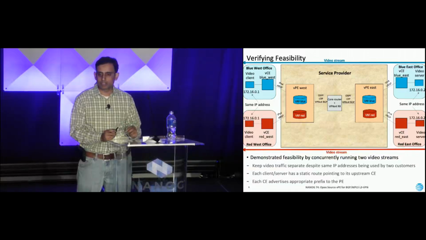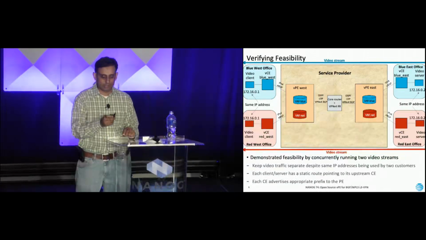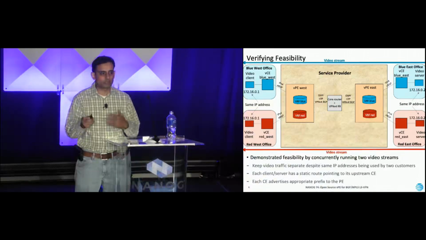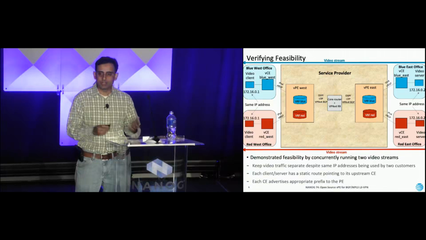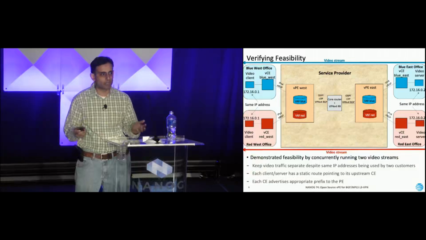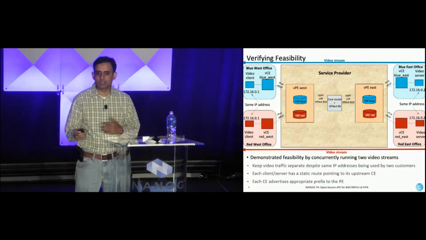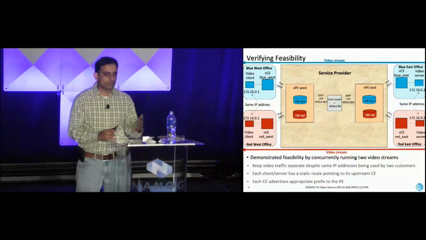Not only that, the other thing that I would like to point out is that both the video servers have the same IP address, and similarly, both the clients also have the same IP address. And this is to show that when you use VPN, customers are free to choose their IP address assignments. And in this particular case, they have this situation where they are using the same IP address, and even with that, VPE is able to keep the traffic segregated across the customers. So despite using the same IP addresses and running the video streams concurrently, the VPE is able to do what is expected of it in terms of providing L3 VPN service.